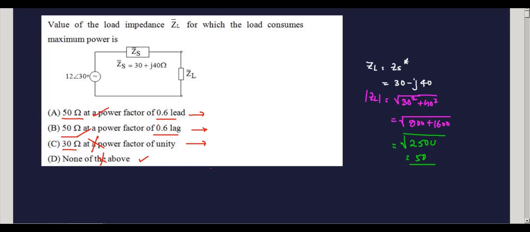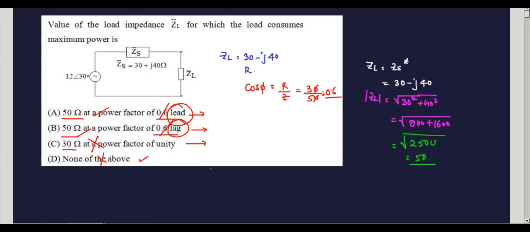I want the power factor. Cos phi equals R by Z. What is R here? 30. Z is how much? 50. So I will get 0.6, right? Now, lag or lead is the question here. Lead or lag. So what I get at ZL is ZL equal to 30 minus J40.